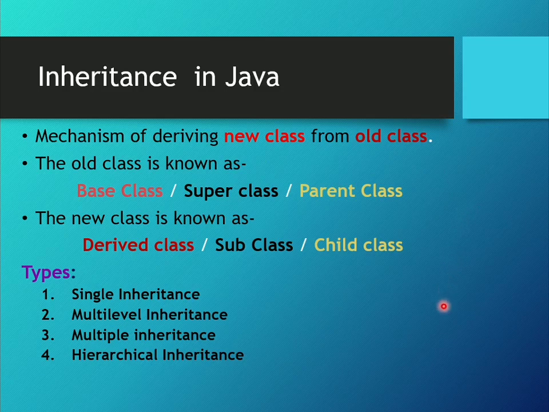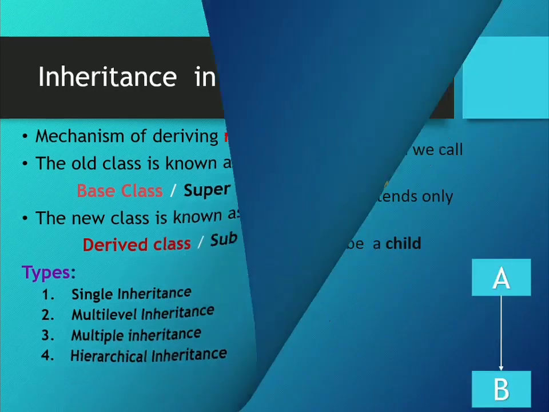Inheritance has 4 types. First one single, second one multi-level, third one multiple, fourth one hierarchical. Let's see each one by one.